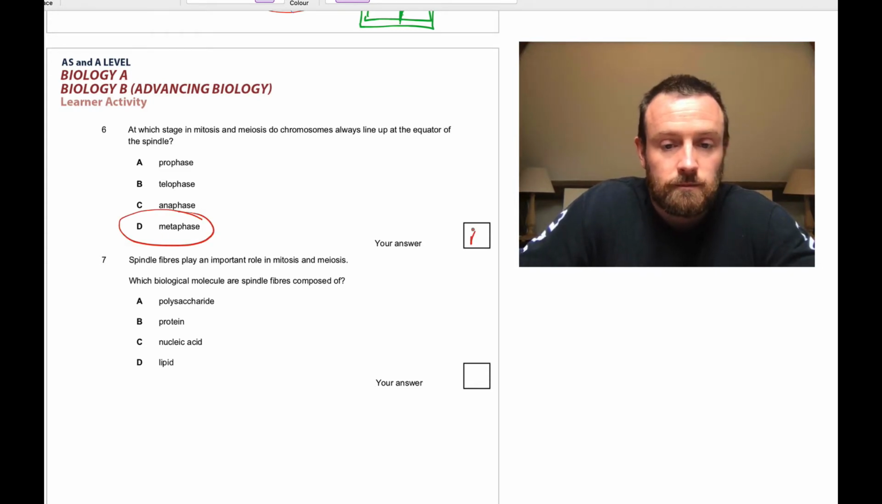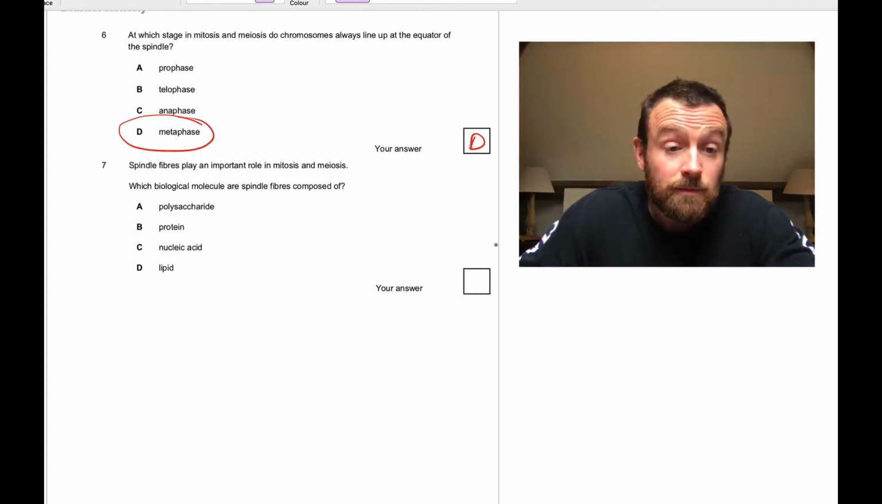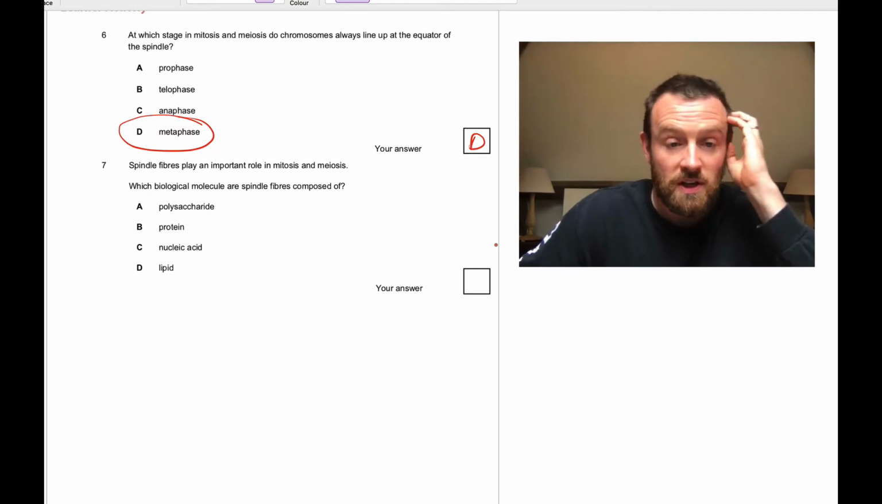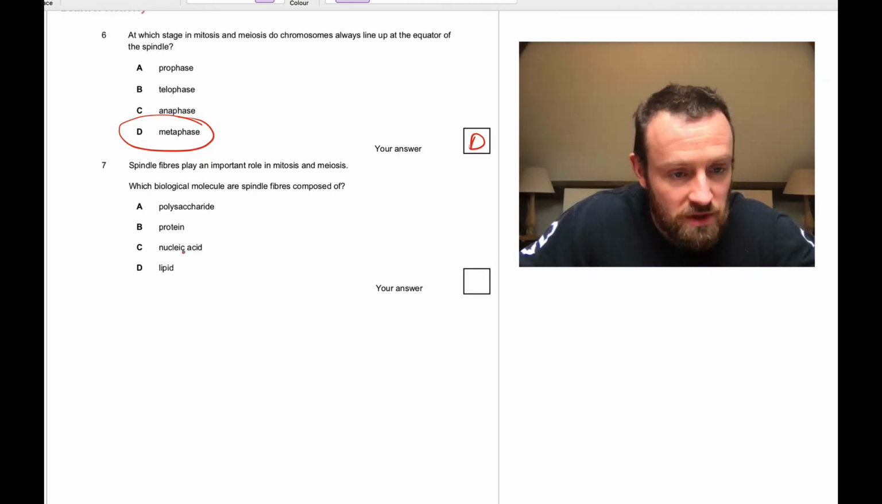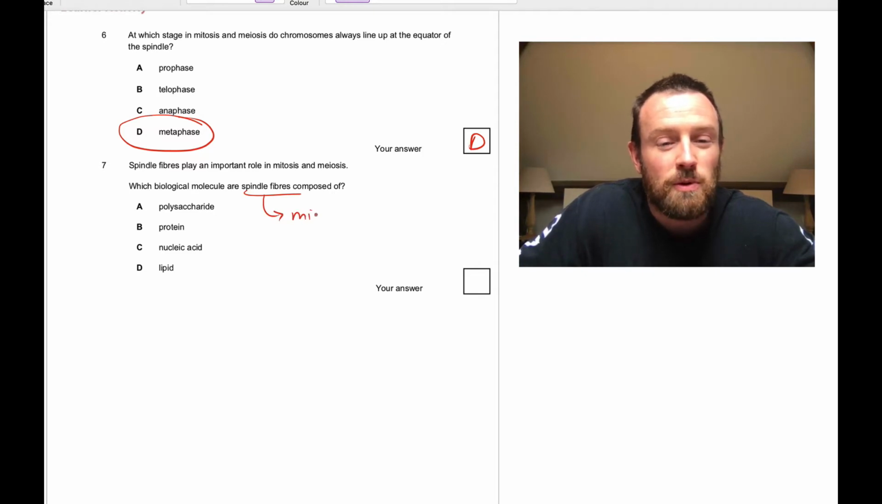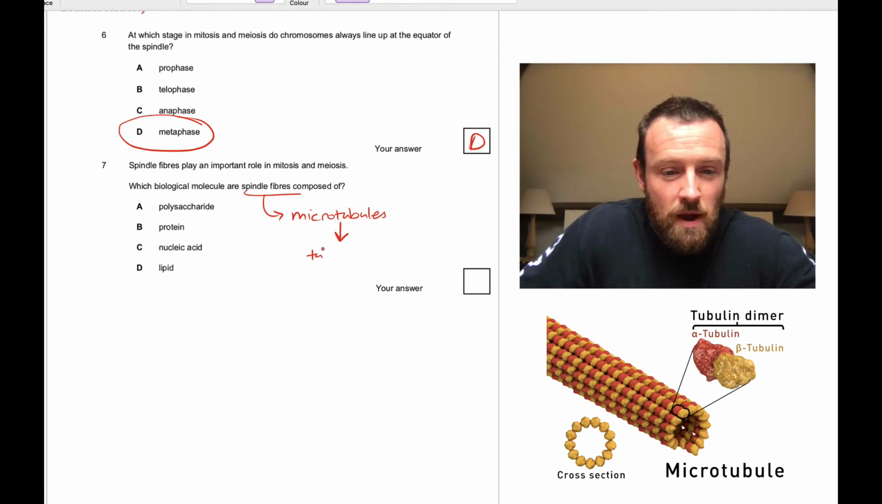D. 7. Spindle fibers play an important role in mitosis and meiosis. Which biological molecules are spindle fibers composed of? Okay, well, spindle fibers, hopefully you remember that they are basically microtubules in a sense. Special type of microtubules, and microtubules, you should be aware, are made of a protein called tubulin, and it's a protein. So the answer is B.